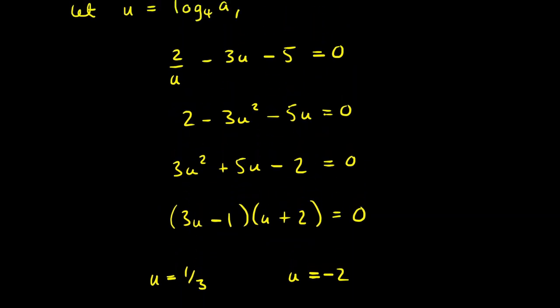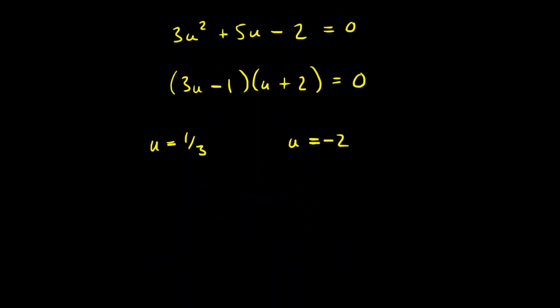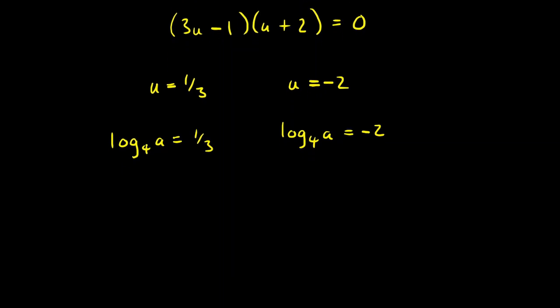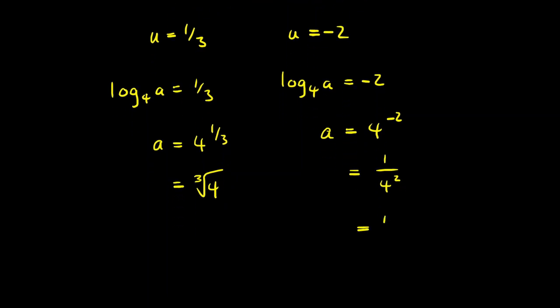But of course, we need to remember that u is log base 4 of a. So log base 4 of a is equal to a third, or log base 4 of a is equal to negative 2. So we're going to convert this to exponential form. a is equal to 4 to the power of a third, which is the same thing as the cube root of 4. This solution here is a is equal to 4 to the power of negative 2, which is the same thing as 1 divided by 4 squared, which is equal to 1 upon 16.